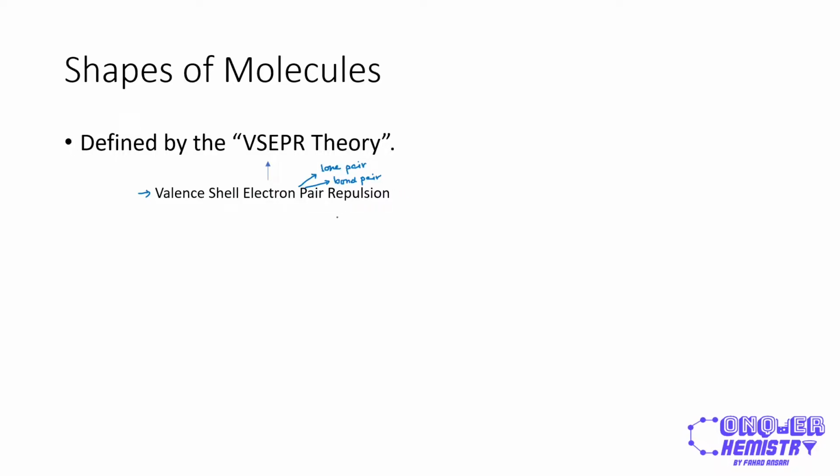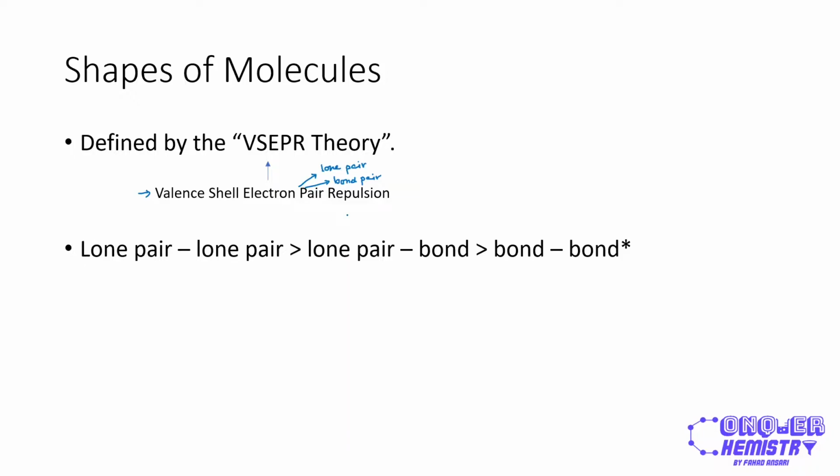So lone pairs and bond pairs repel each other differently. And the ranking of these repulsions is that two lone pairs repel each other the most, right? And the reason for this is that because a lone pair is attracted by only one nucleus, it has a high negative charge density, and so it can repel other electrons more.